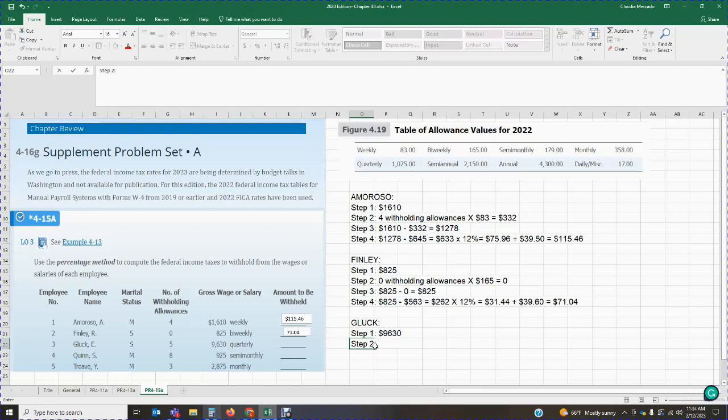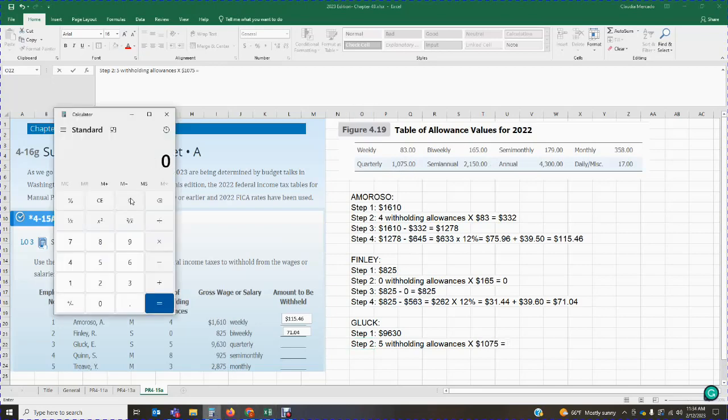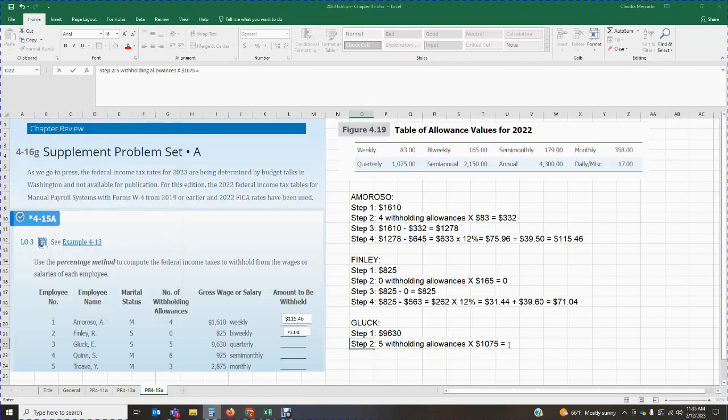Gluck has 5 withholding allowances, and we're going to multiply those 5. He gets paid quarterly. If we look at the quarterly amount, it's $1,075 per withholding. So we've got 5 withholdings times 1075. That gives me $5,375. This is the amount that is exempt from taxes based on the number of withholdings.